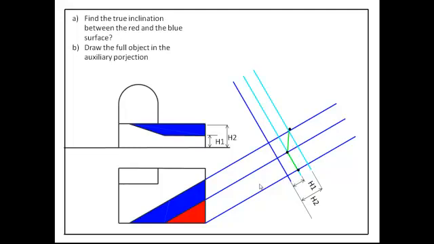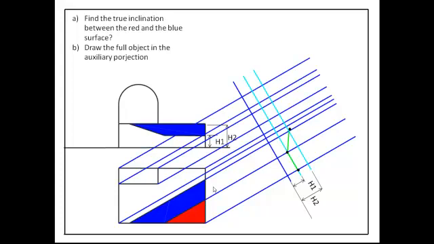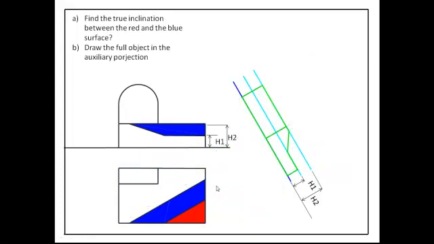Now, part B of the question says we must draw the full object in the auxiliary projection. So, to do this, we will deal with the base first. So, we will project the rest of the lines up. We're still able to use h1 and h2 because the heights remain the same. Find our points and draw it in. This is the bottom base fully drawn in.